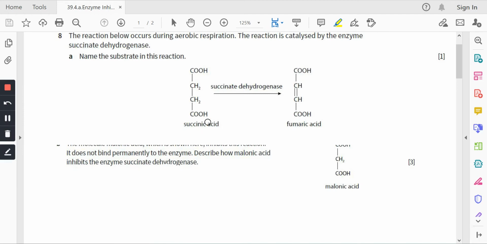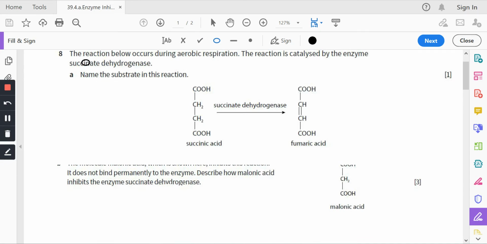Okay. Alright, so the question is: the reaction below occurs during aerobic respiration. The reaction is catalyzed by the enzyme succinate dehydrogenase. So this is a reaction given to you in the question. You don't have to understand cellular respiration here, that is an A-level topic, but you just have to look at how to solve this problem. So a reaction is given to you, its enzyme is given to you. What is this? This is your substrate and this is your product. They are asking name the substrate in this reaction.